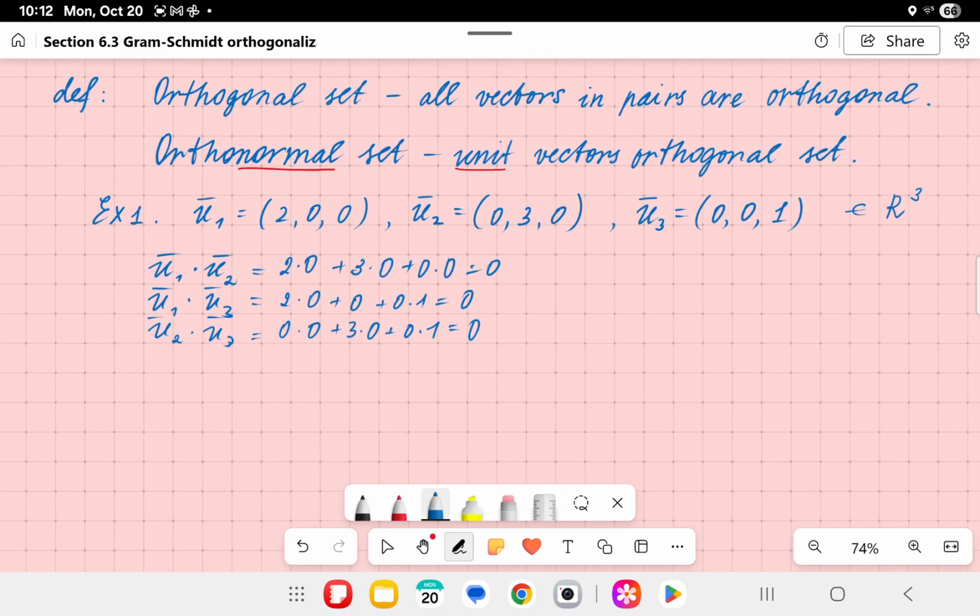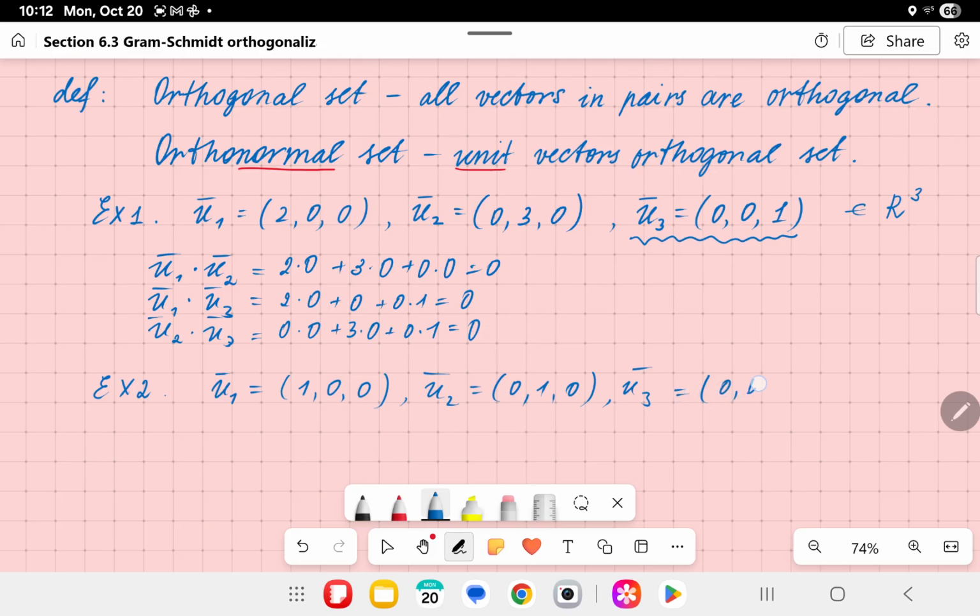Now, how to make this set orthonormal? Example number 2. Each vector here is supposed to be a unit vector. So far, we have one unit vector, this one. These two others, first and second, are not unit vectors, but we can always turn them into unit vectors, right? If we divide u1 by 2 and we divide u2 by 3, we are going to turn them into unit vectors, and we are going to have an orthonormal set.